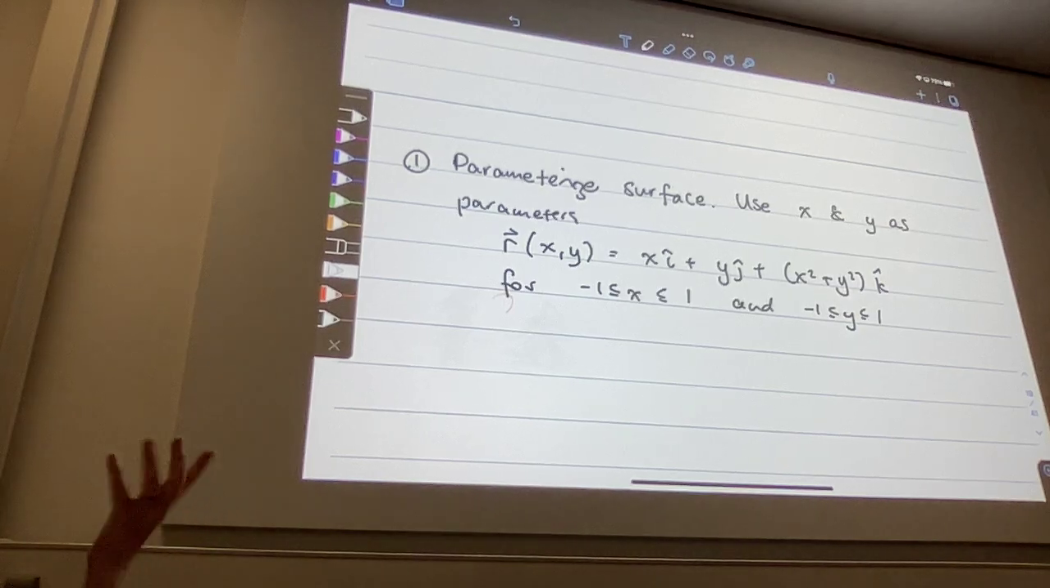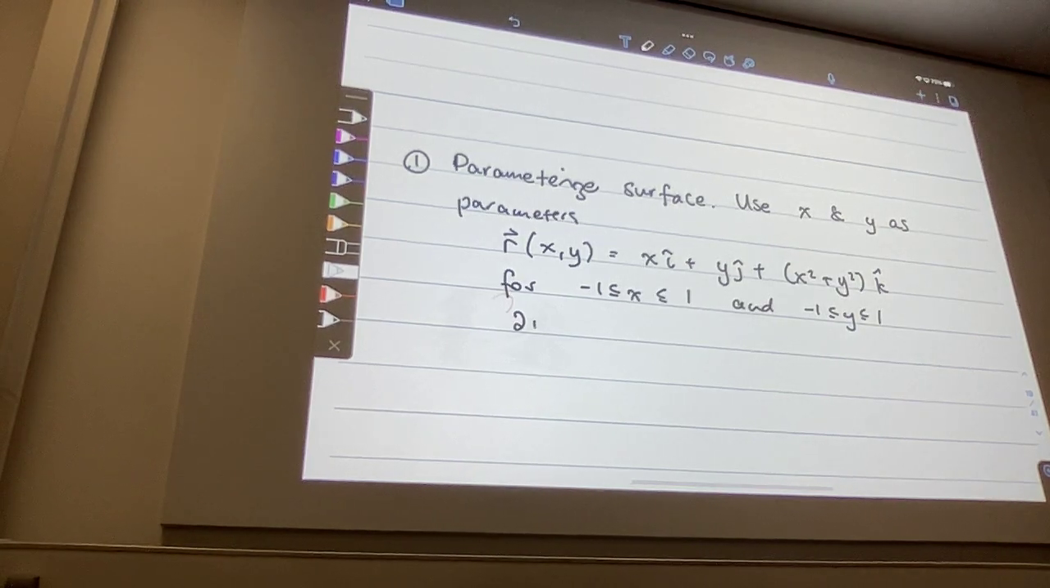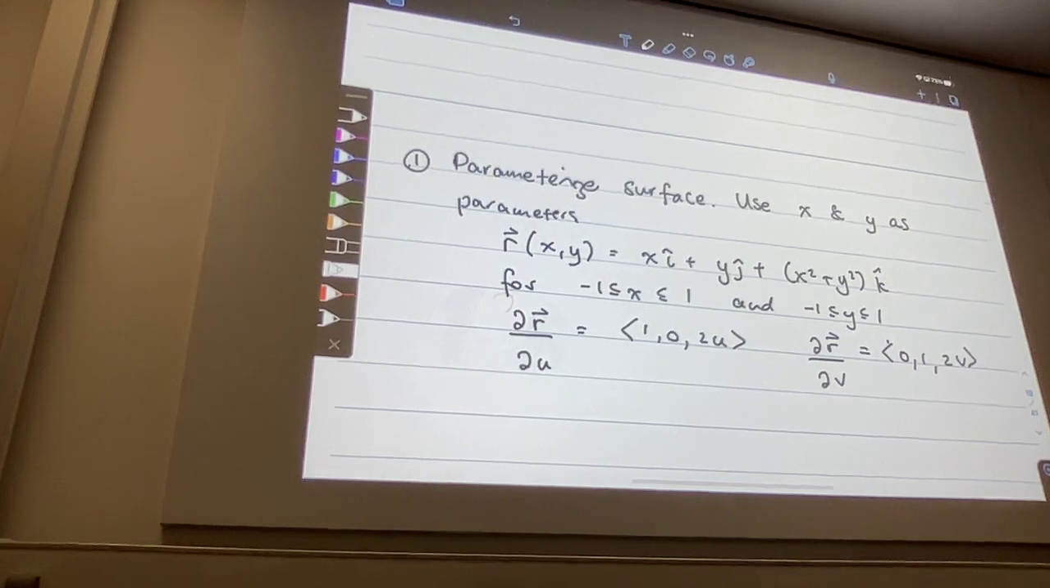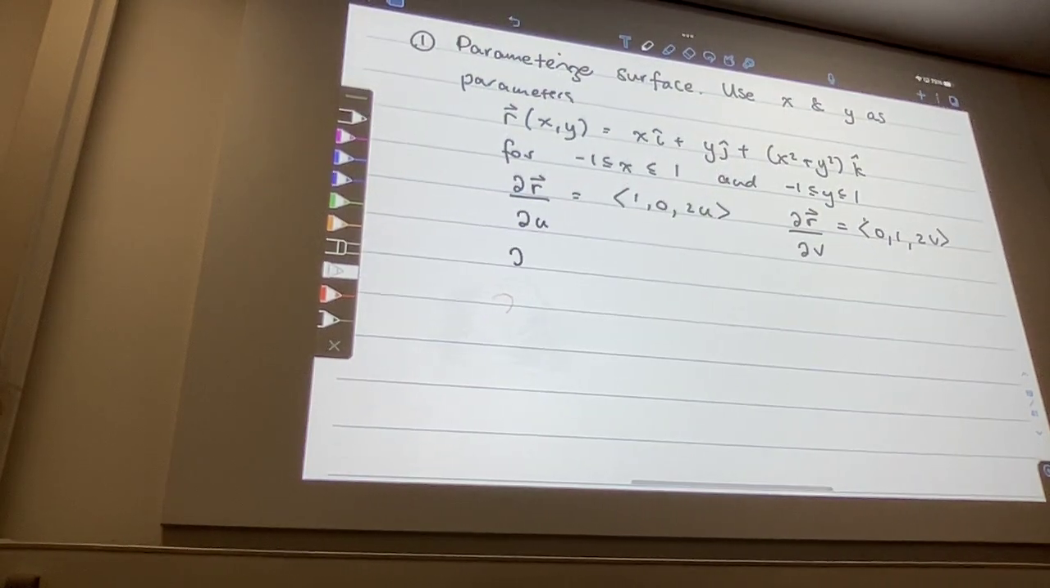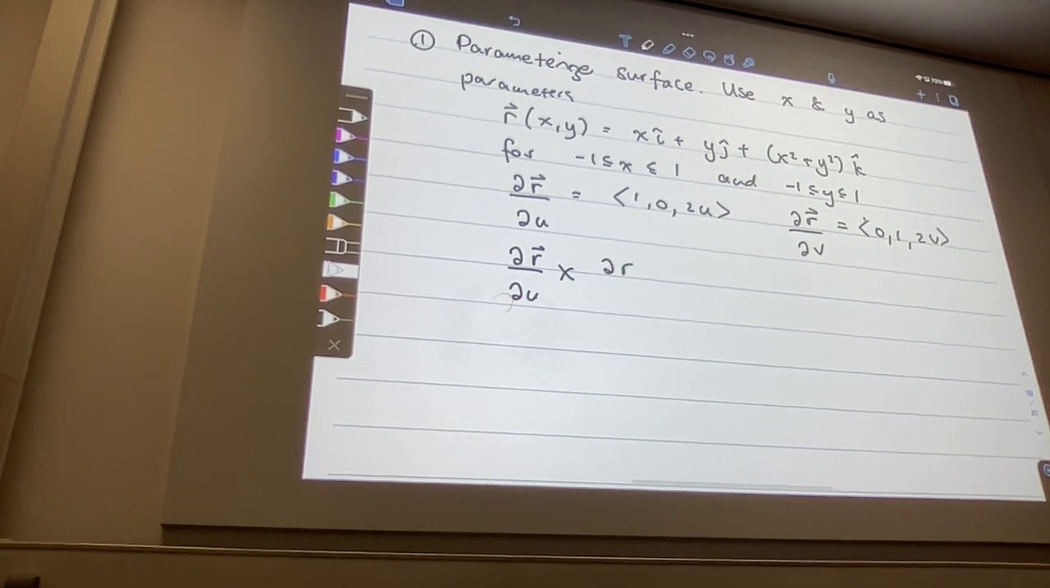Okay, so we've got our parameterized surface, we take its partials. And I'm going to just dive straight in. I'm going to use this notation because it's a lot quicker. Okay, you can check those. And we work out our cross product. And why have I just gone into u's and v's? Sorry.